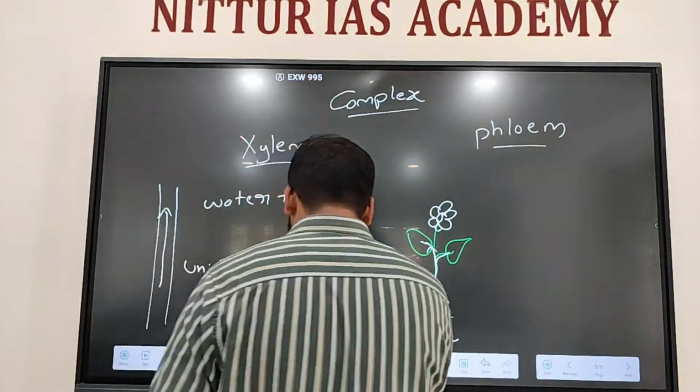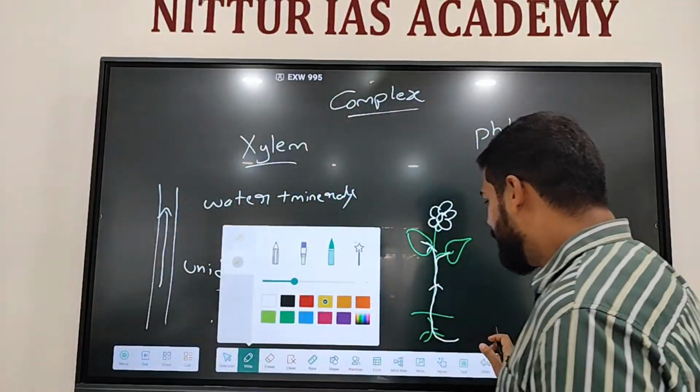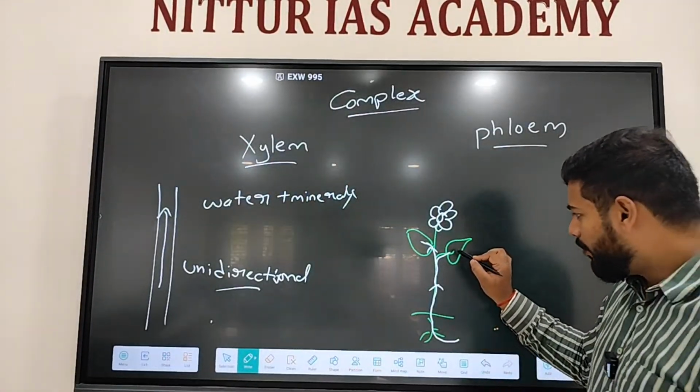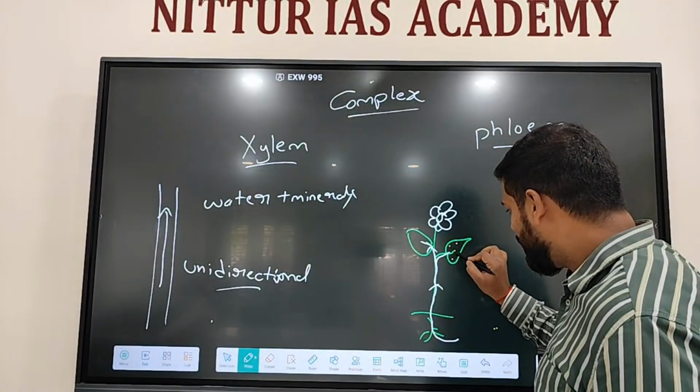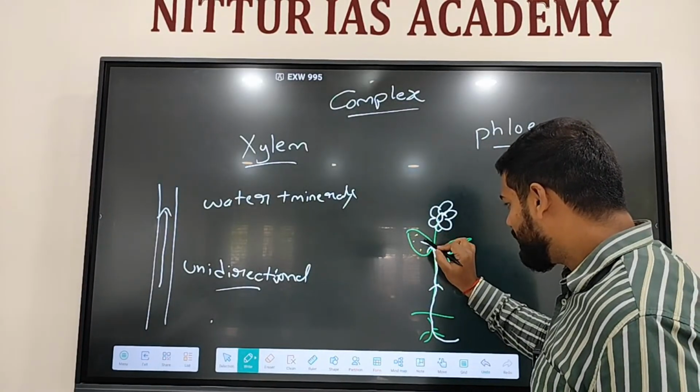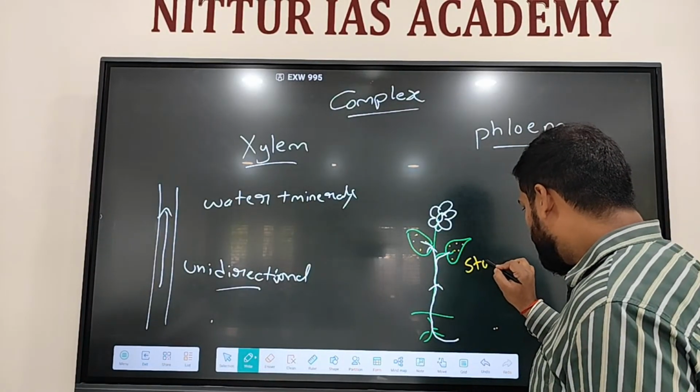Likewise, plants also have a mechanism to cool. There are small pores present on the surface of the leaves called stomata.